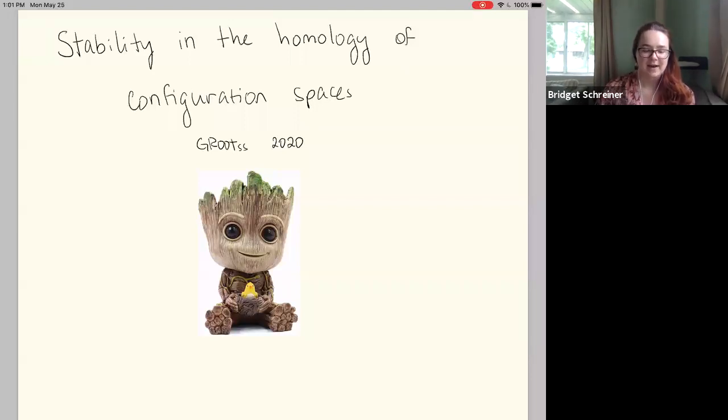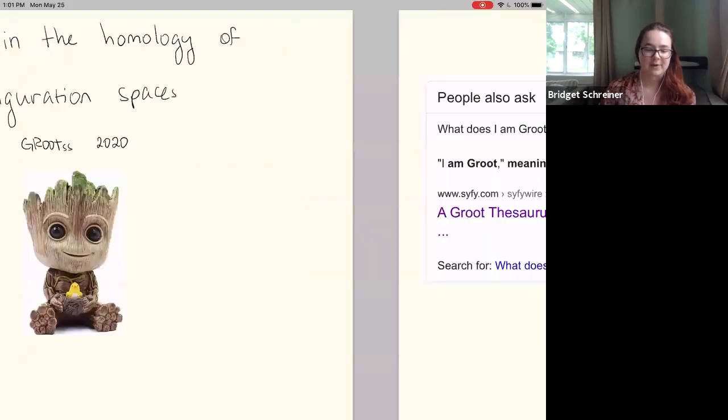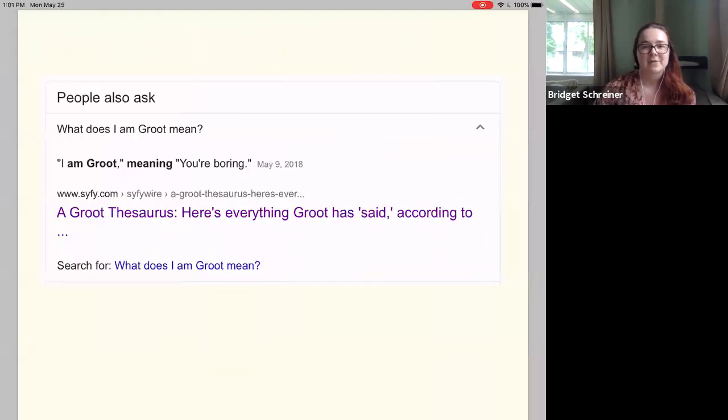Of course, in keeping with the theme of the seminar, I needed a picture of Groot to go on the first slide. And in looking for this picture, I stumbled across the often Googled question, what does "I am Groot" mean? And Google informed me that "I am Groot" means "you are boring." So if I see that in the chat, I'll know what's going on.